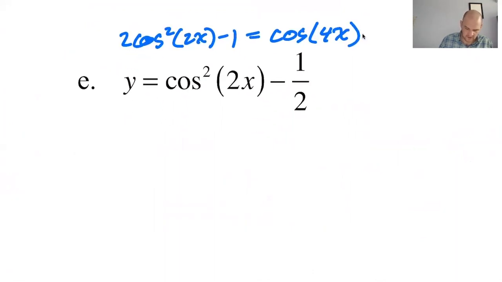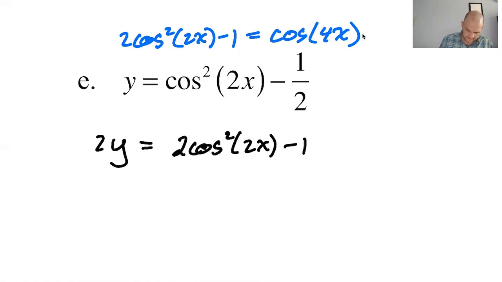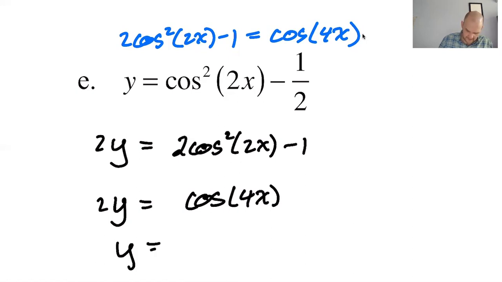So here, I'm just going to multiply everything I see by 2. 2y is equal to 2 cosine squared of 2x minus 1. So then, I guess 2y equals, that's our cosine of 4x. And then therefore y is 1/2 the cosine of 4x.